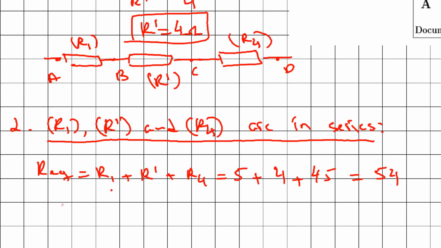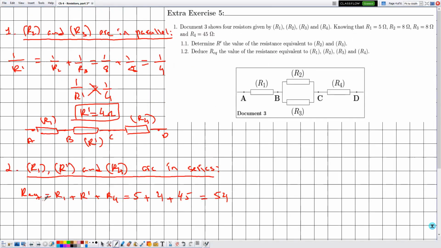Now since all of these are expressed in the SI, which is ohms, then the value of R equivalent will be expressed in ohms. So R equivalent is equal to 54 ohms. So this is it for this exercise.